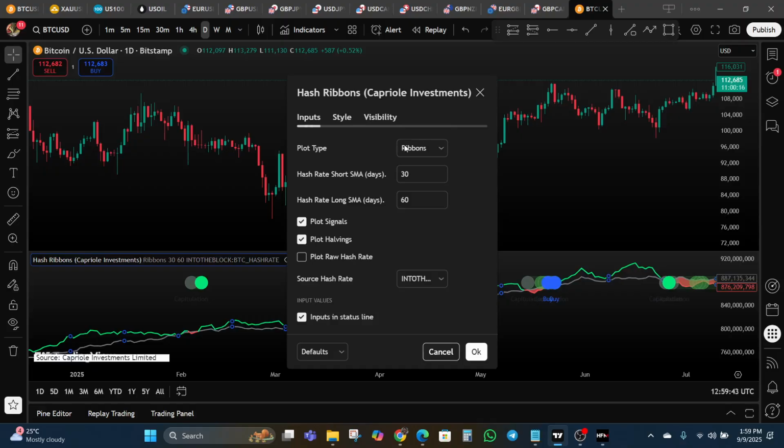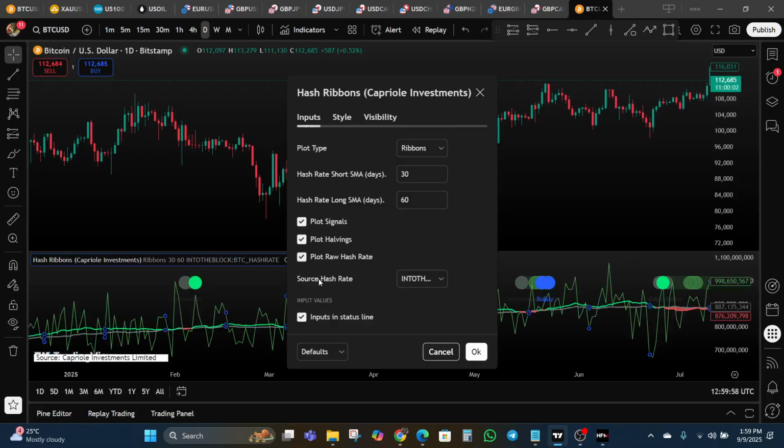You can see the inputs here. We have the plot type, the hash rate short SMA in days, and the hash rate long SMA in days. You can decide if you want to see the plot signals, plot halvings, and the plot raw hash rate. Then you can see the source hash rate, the IntoTheBlock BTC hash rate. If you want to use this, you can select that.